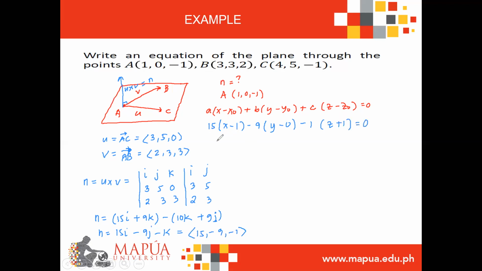So simplifying it, we have 15x minus 9y minus z, then you have negative 15x, then you have 0, then negative 1, that will be negative 16 equals 0. So this is now the equation of the plane when you have the condition given that we have 3 points on the plane.